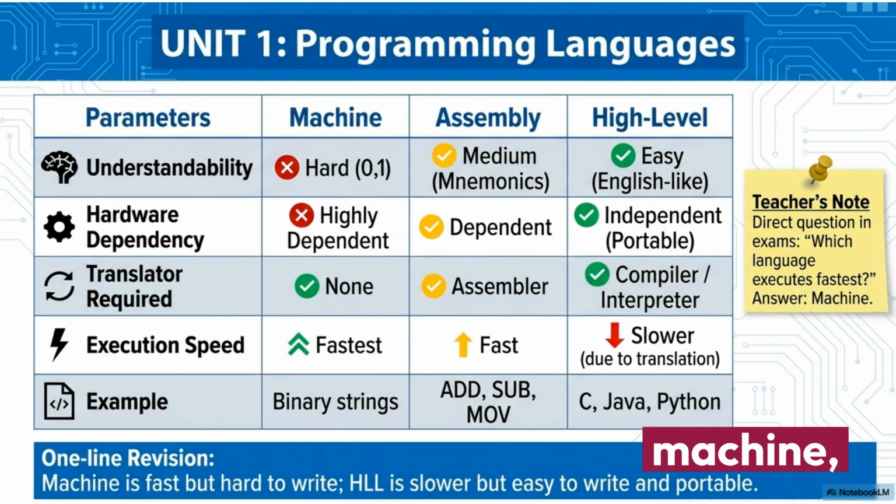Here is a comparison of machine, assembly, and high-level languages. Machine language is the fastest to execute and requires no translator but is difficult to understand. High-level language is easy to understand and portable but slower due to the required translation.